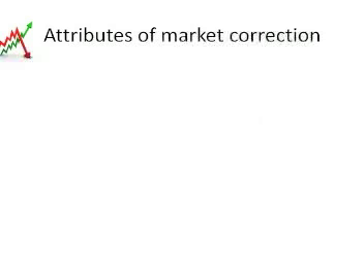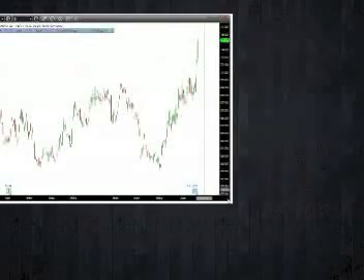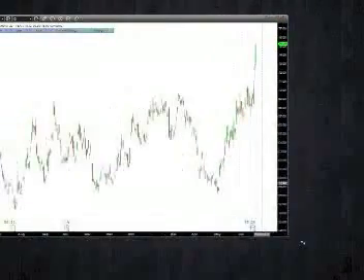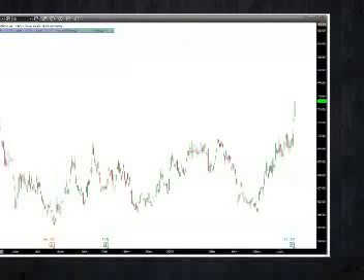So let's talk about the attributes of a market correction. As I said before, markets that go down have an entirely different personality than markets that go up. And I think that is pretty obvious if you look at what has happened so far this year. Let me quickly show you the chart of the S&P 500 so far this year. Make this a little bit larger. And let's look at the S&P.